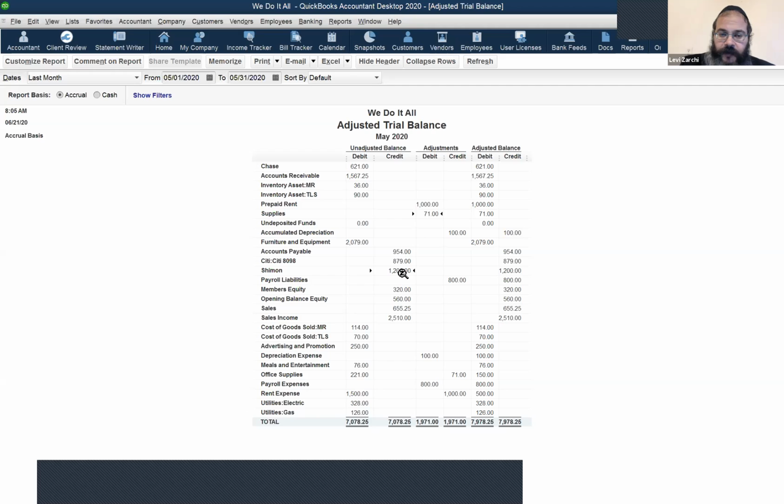Now we go over to equity. Actually, no, there's also a liability. Shimon lent us $1,200 to pay off a copier. Members' equity was first $320. We had $560. We have revenue. I told you revenue brings up your equity because that's basically what it does.